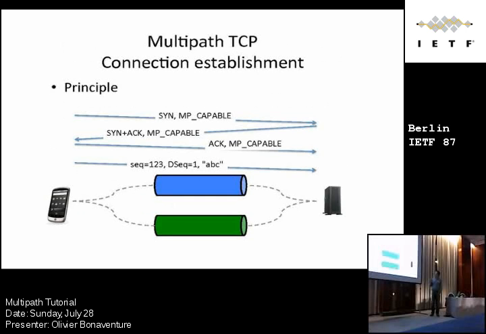So the principle is that we add a new TCP option which is called MP capable to determine the fact that we are capable of using multipath TCP. This option is placed in the SYN segment together with possibly other options. Then you have the SYN plus ACK, which is returned by the server, and an acknowledgement, which contains as well this option, which is not frequently the case in TCP. And then we can send data over the blue subflow and over the green subflow.